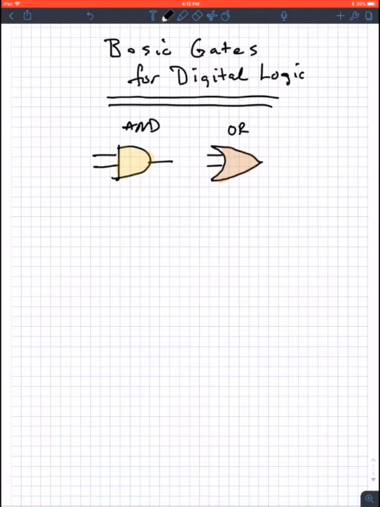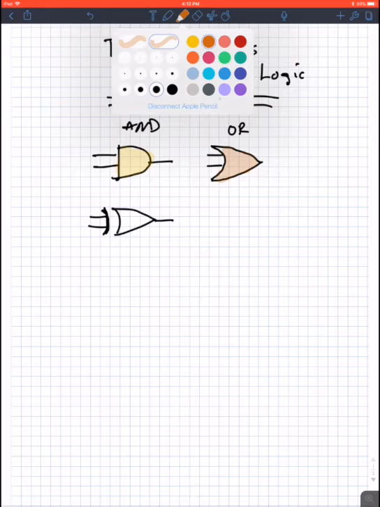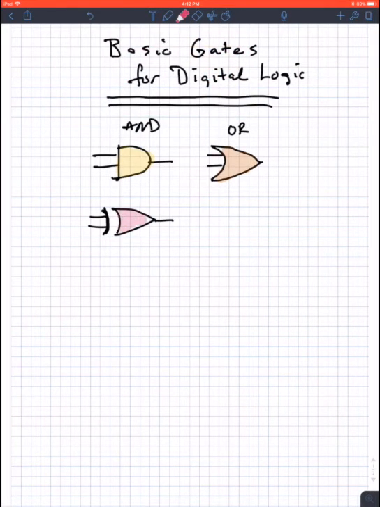All right, then there's another one with this shape. It's got, not just an OR, but another arc here. This is called an exclusive OR. And then there's the NOT gate or inverter. It's also sometimes called an inverter.